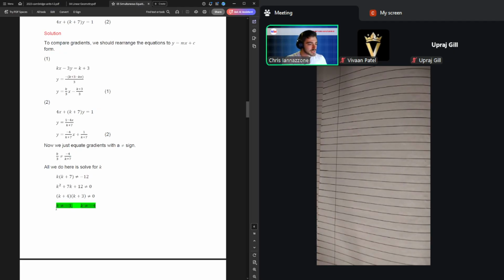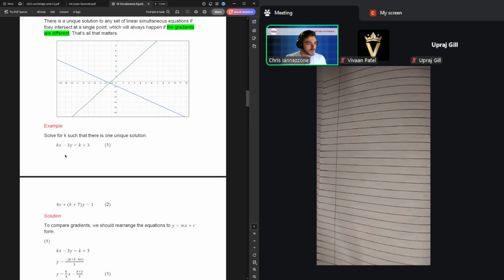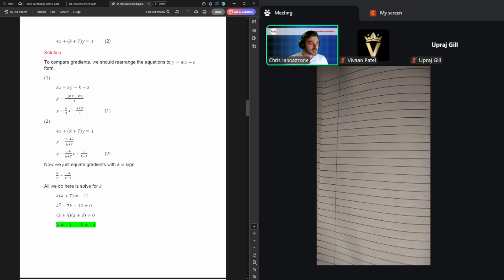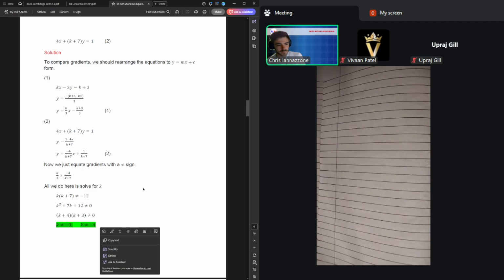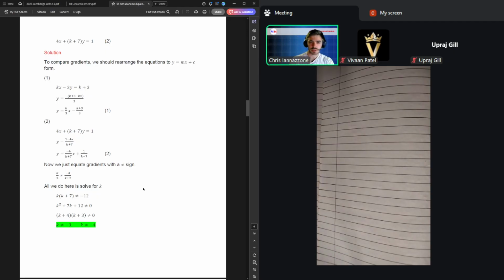So what this is telling us is, as long as we don't pick k equals negative 3 or k equals negative 4, whatever happens to these lines, they will always cross over at a single point somewhere. So you never actually find out what the x and y is for that crossover, but what you do find is under what parameters they would cross over somewhere. Is it clear enough what's achieved there? Let me know if not.